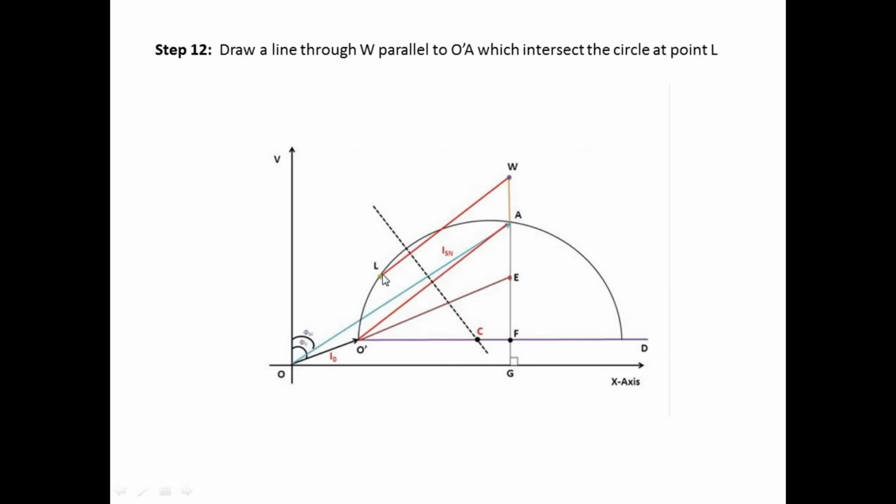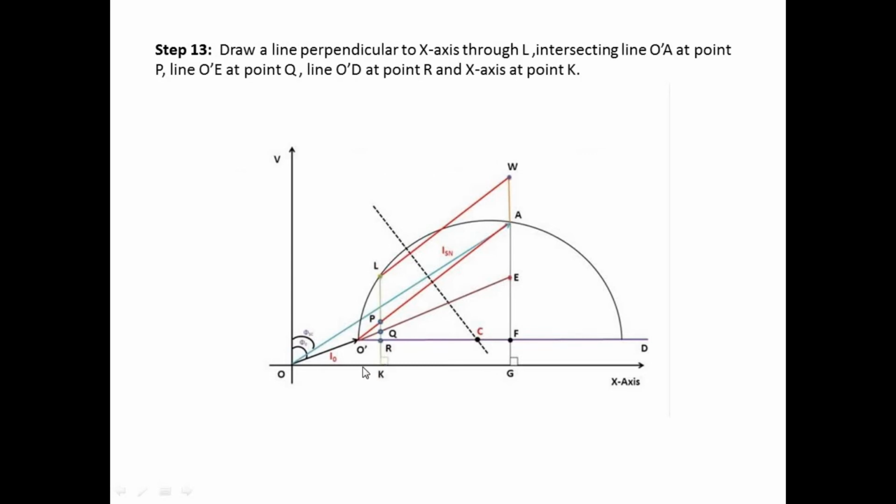And we can now draw the power line at rated power by drawing a perpendicular to the x-axis from L. So this perpendicular to the x-axis from L will meet the x-axis at K, this O'D at R, this torque line at Q, this output line at P. So this is the power line, and this represents the constant loss.